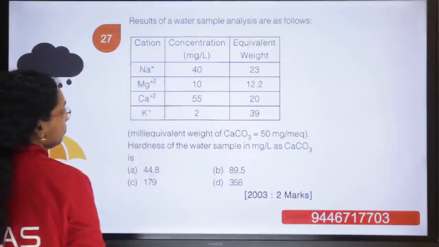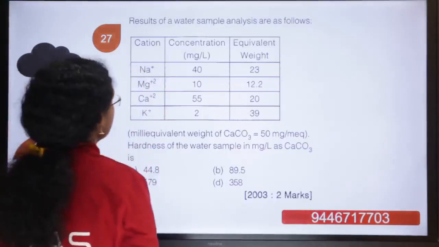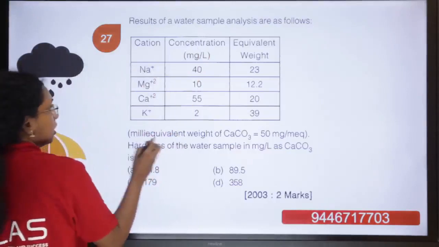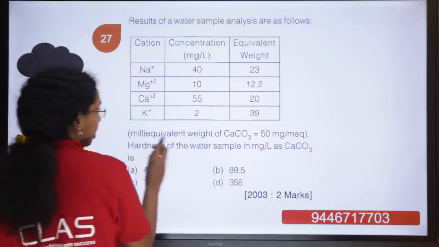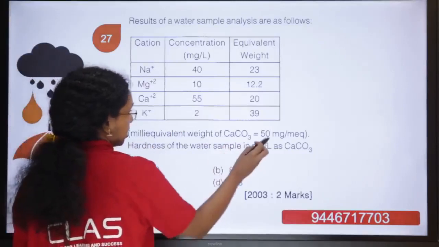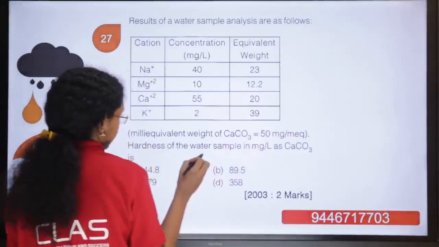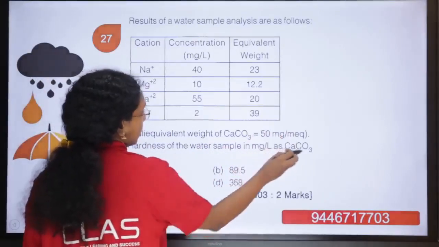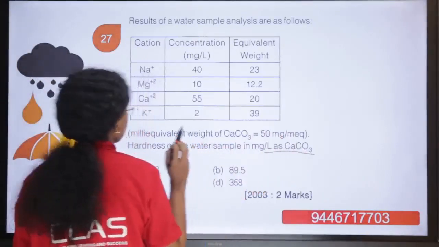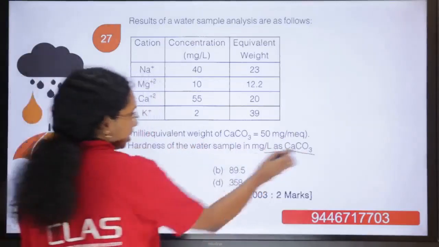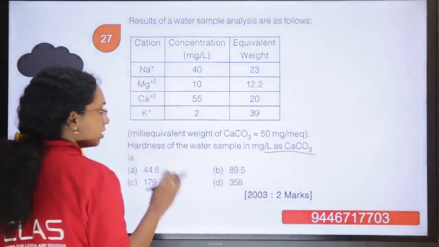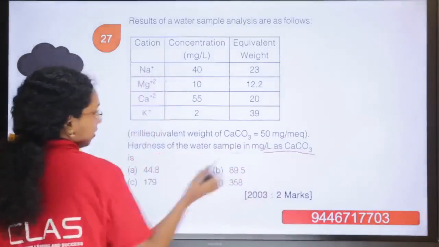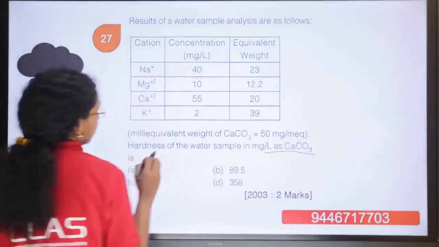So here, everything is given in milligram per liter. They have also given a conversion: the milli equivalent weight of CaCO3 is taken as 50 milligram per milli equivalent. Now, what is the hardness of the water sample in milligram per liter in terms of CaCO3? Always the hardness is expressed in terms of CaCO3. Alkalinity and acidity are also expressed in terms of CaCO3. So what is the hardness of the sample as expressed in terms of CaCO3?